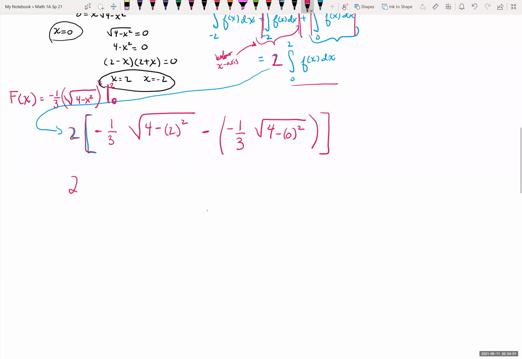So this is equal to 2 all times negative 1/3 times 4 minus 4 underneath the radical, which gives us the square root of 0, which is 0, minus a negative, so we really get plus 1/3. And this is the square root of 4, which is 2. So we get 2 times 2/3, which is the same thing as 4/3.